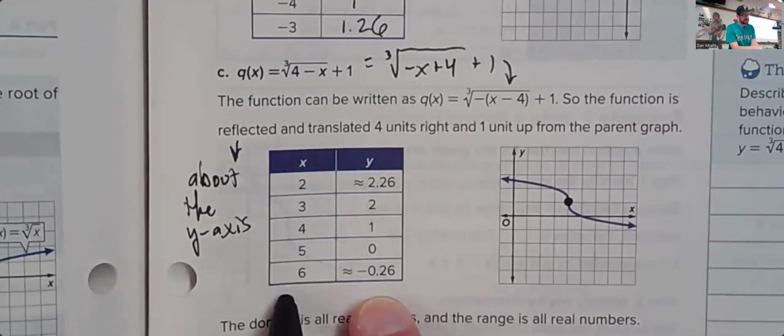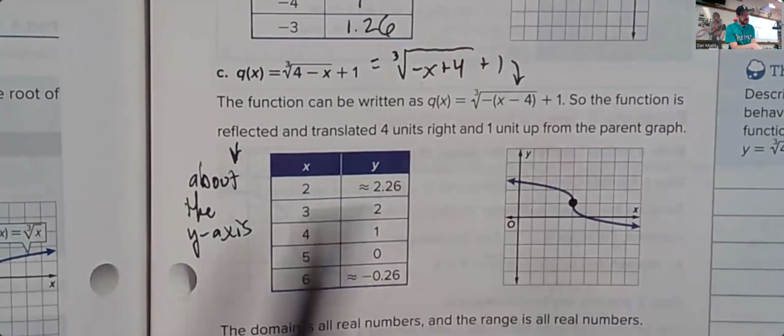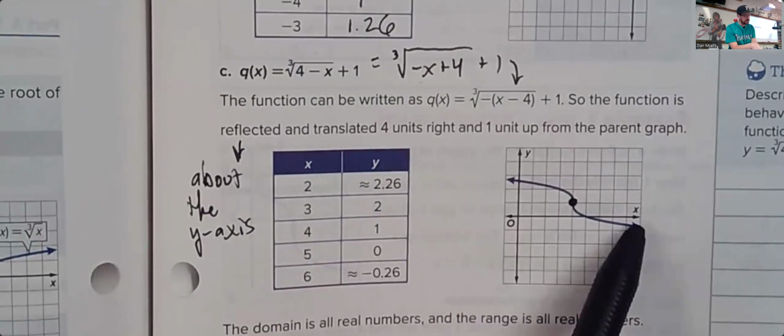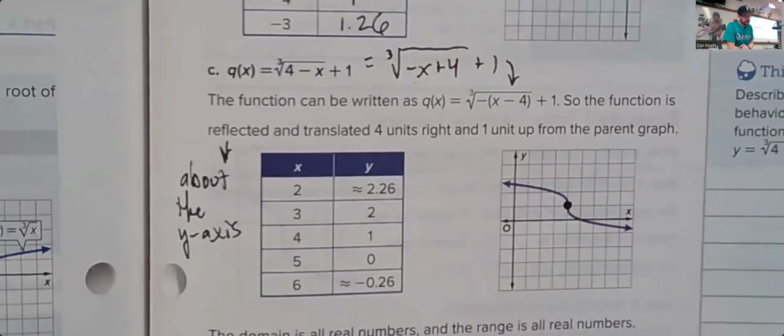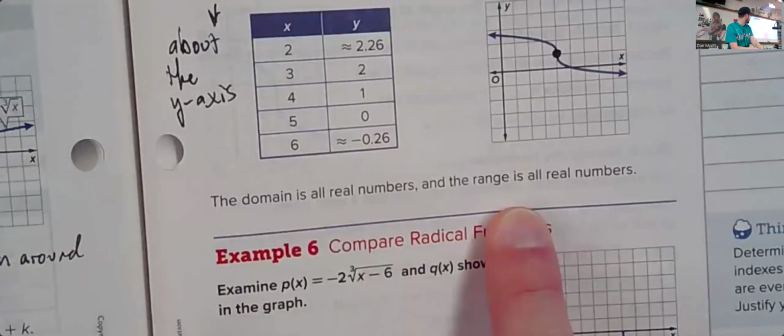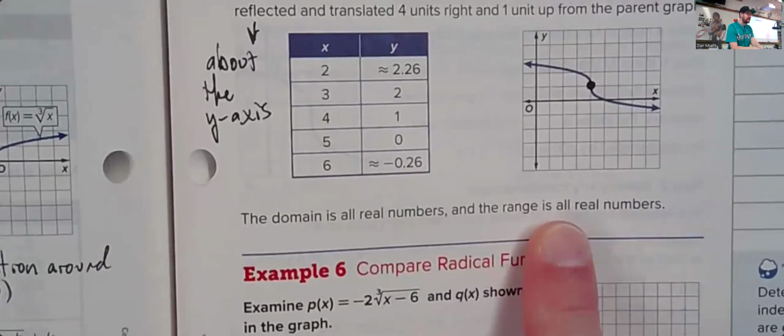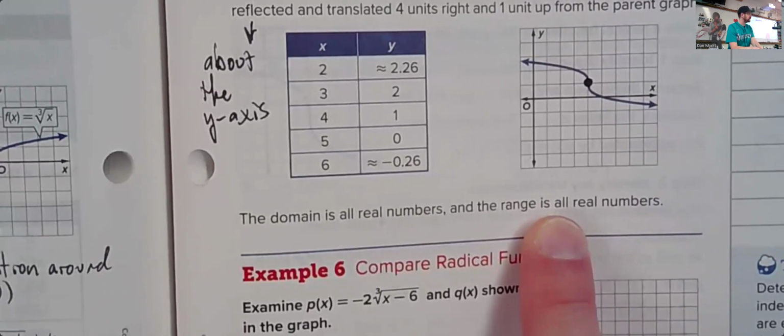But these are the points that we've got. We've got our point of rotational symmetry. Now it's coming in from the top and moving down and going down to the right. The domain is all real numbers. The range is all real numbers. You're going to see that as a pattern when you're talking about not cubic, but cube root functions.